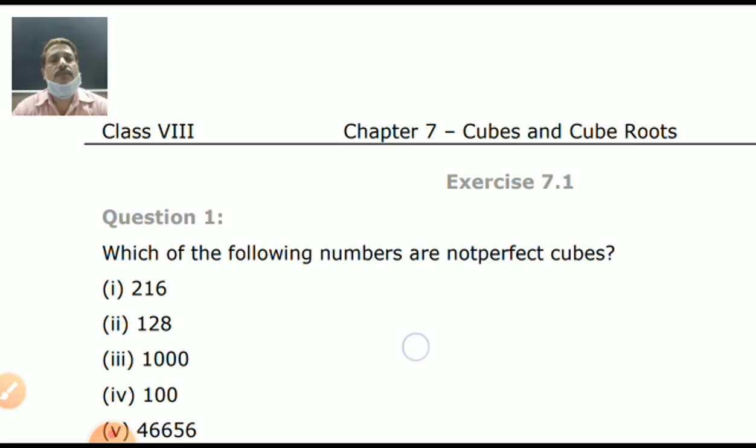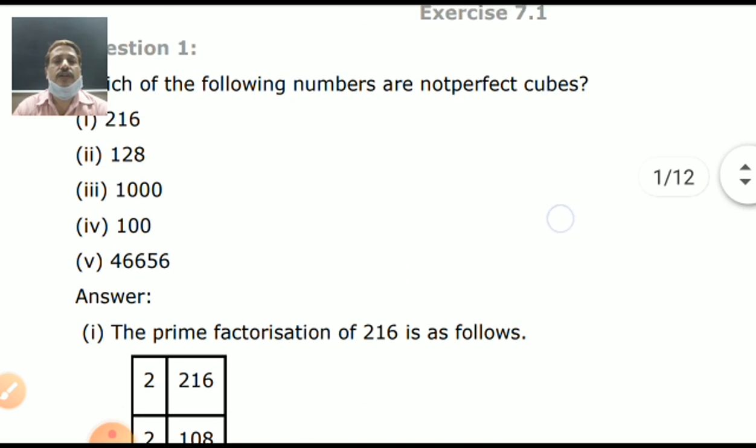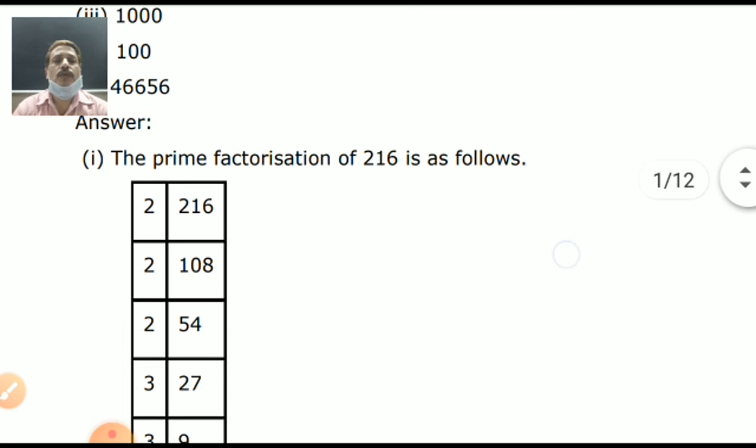Look at question number 1. Which of the following numbers are not perfect cubes? There are 1 to 5 questions. See the answer for 216. Students, here we have to follow the prime factorization method. You should know the divisibility tests for 2, 3, 5, 7. Then you can get the answer very fast.